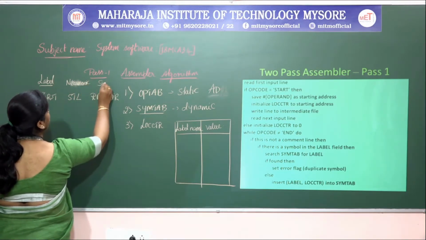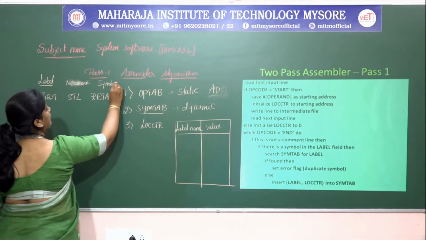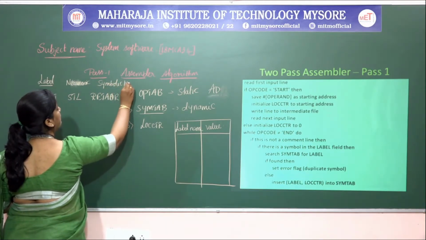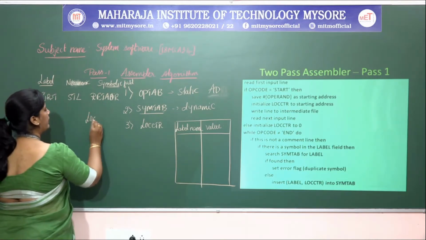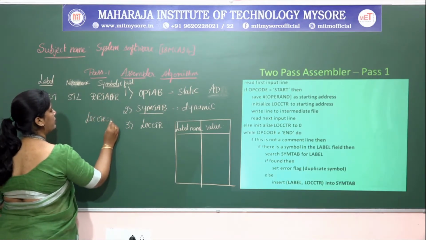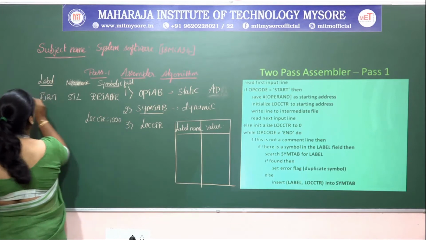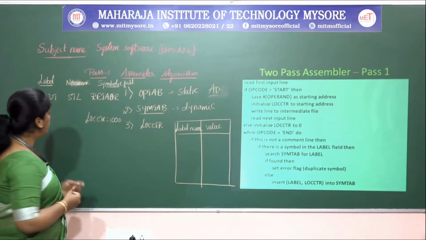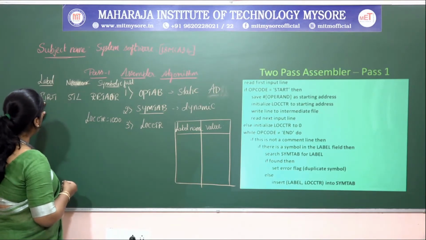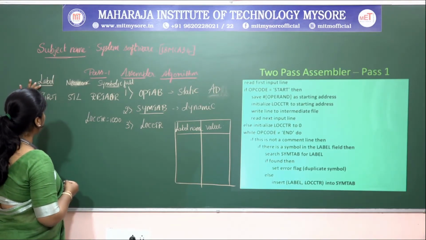This is the symbolic field, we can see. During pass 1, suppose the location counter value at that time is set to 1000. For this instruction, it is going to assign the value 1000. So first it searches and encounters the symbol which is present in the label field.